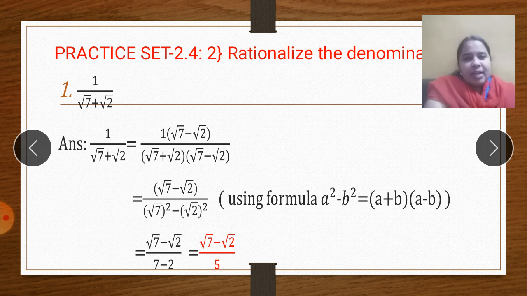Okay. Next step, what will happen? Don't do anything with the numerator. It is root 7 minus root 2.